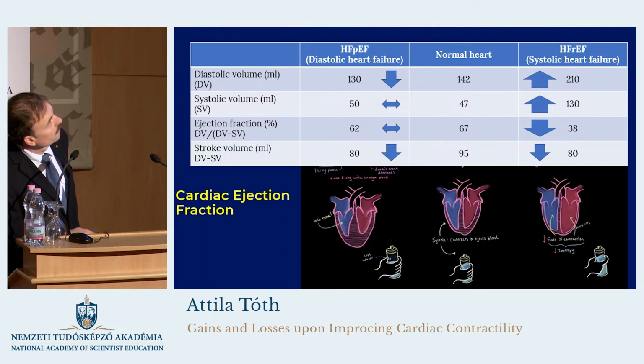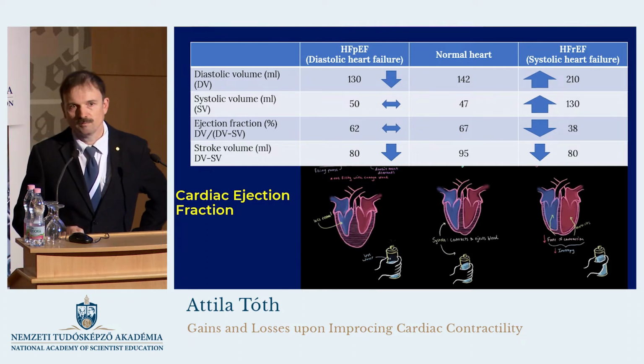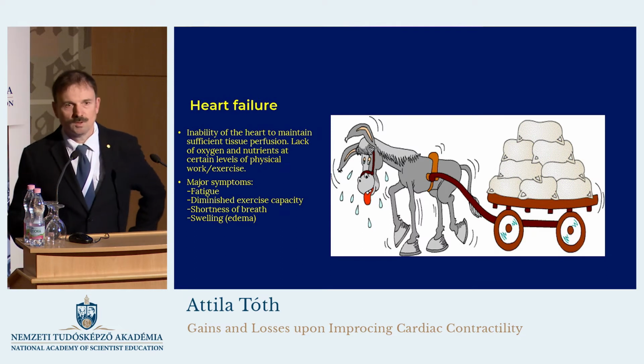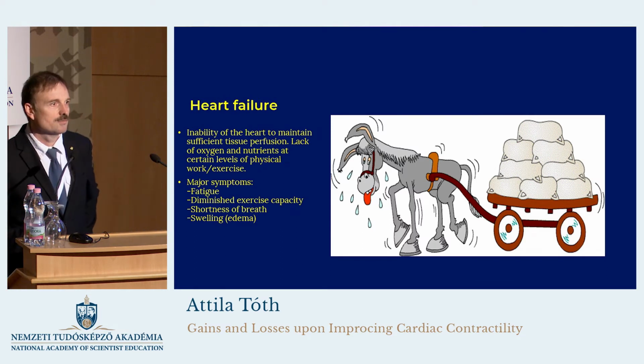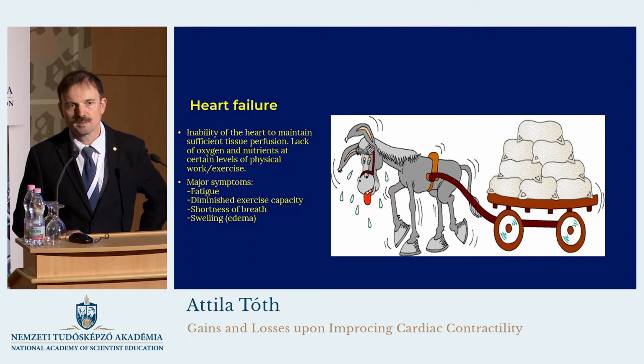Now, in systolic heart failure, we have enlargement of the chambers, a decline in the percentage of pumped blood, and altogether a lower stroke volume, which is how much blood is pumped out in a single beat. In diastolic heart failure, we have a different situation. We have somewhat smaller chambers, a similar ejection fraction, but because of the smaller chambers, we still have a lack of blood in the circulation. What is heart failure? Heart failure is a situation when the heart cannot provide sufficient circulation, sufficient perfusion, to the tissues.